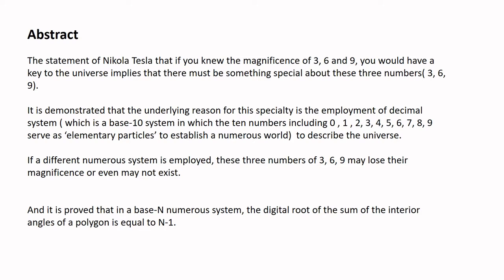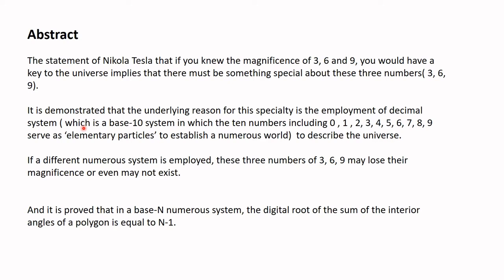Here is the abstract. The statement of Nikola Tesla that if you knew the magnificence of 3, 6, and 9, you would have a key to the universe, implies that there must be something special about these three numbers, 3, 6, 9. And it is demonstrated that the underlying reason for this specialty is the employment of a decimal system.